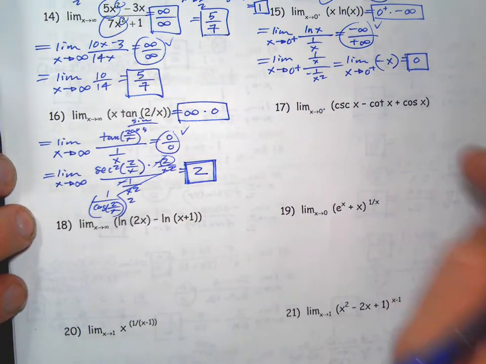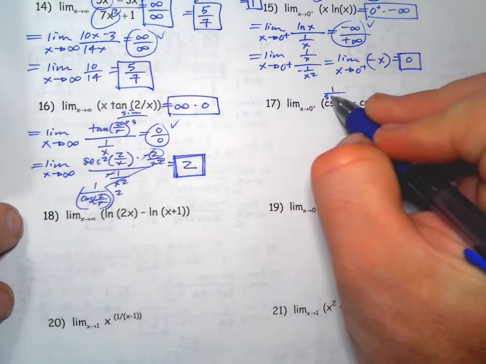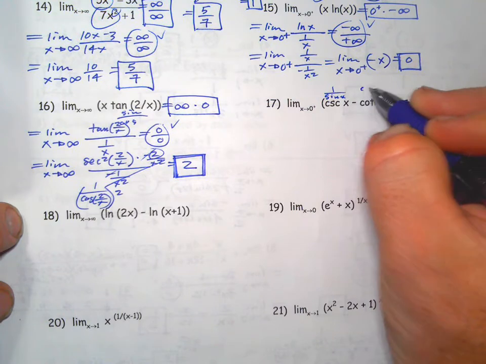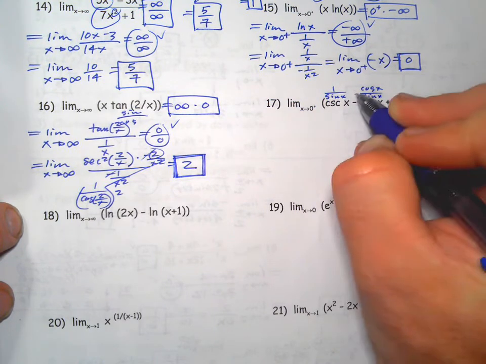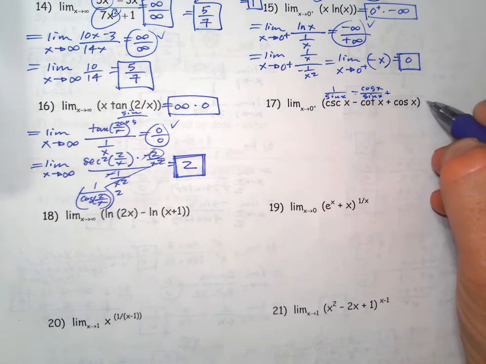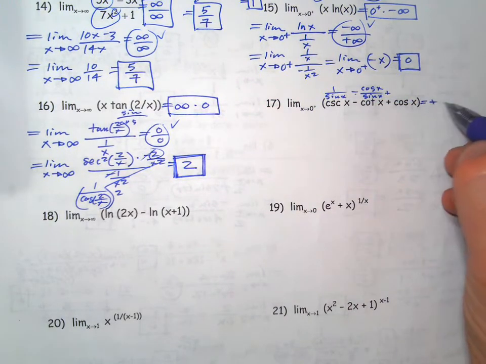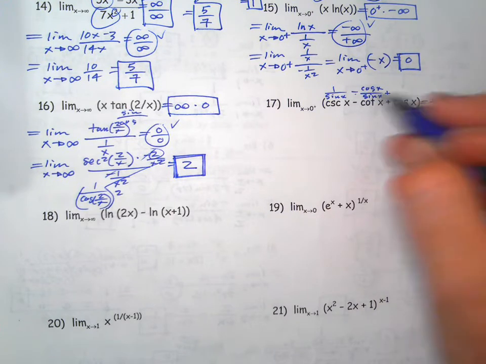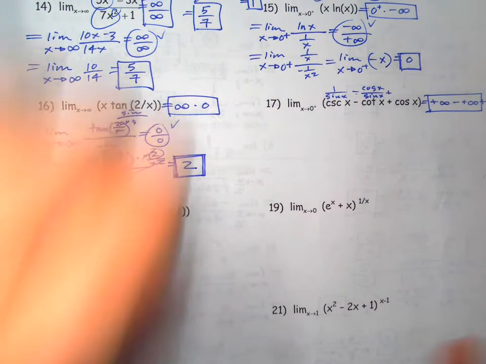Okay. Next one, cosecant is 1 over sine. Cotangent is cosine over sine. Right, so if you plug 0 plus in, it's approaching 0, so it's positive infinity minus positive infinity plus 0. The indeterminate form is really just infinity minus infinity. 0 doesn't really matter.